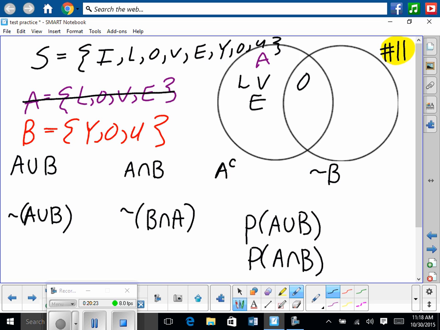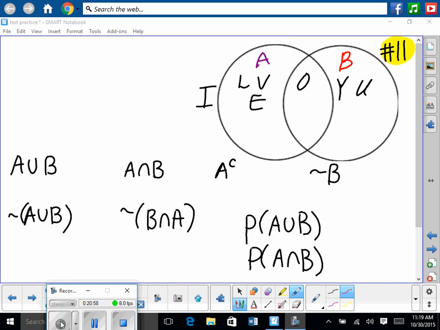Let's move on to B. So B has a Y, and it's not in A, and it has an O, we've already taken care of that, and a U. All right, so we've taken care of B. Now you have to check your sample space. I was in the sample space. It's not listed in any of these circles, but it's still there. It's floating on the outside. So now we've filled this in accordingly. So now I'm going to erase it now, so I have room.